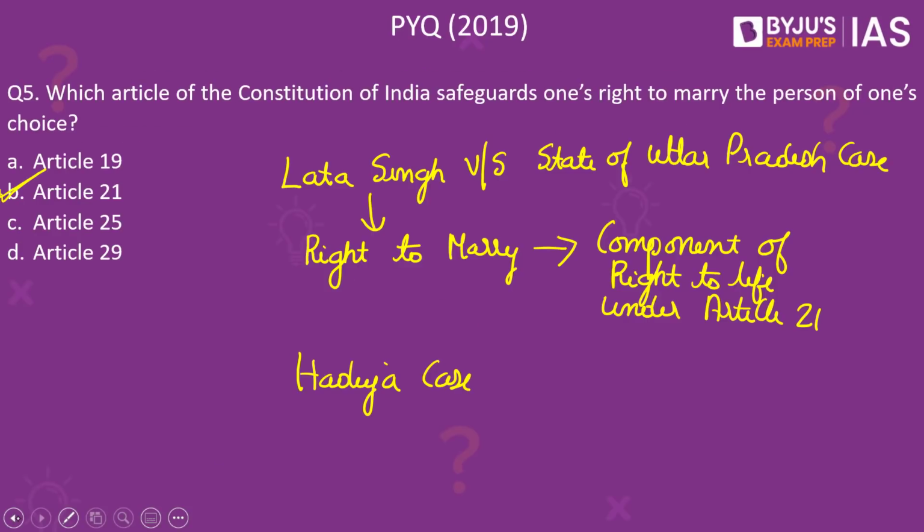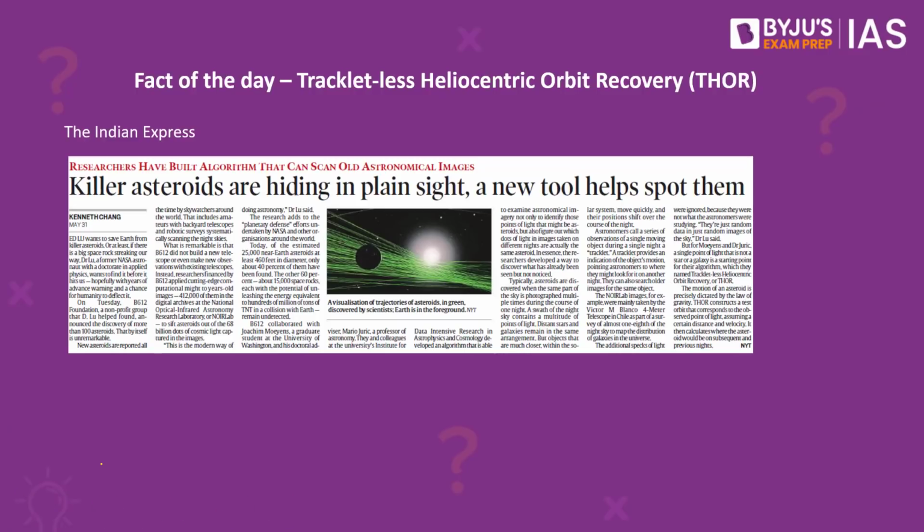Additionally, note Article 19 talks about basic freedoms, while Article 25 talks about religious rights. Article 29 provides protection to both religious as well as linguistic minorities. Moving on to the fact of the day.